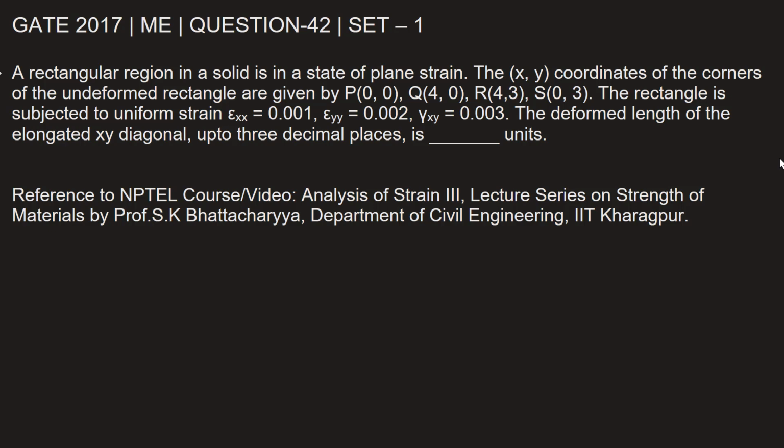The rectangle is subjected to uniform strain epsilon xx equal to 0.001, epsilon yy equal to 0.002, gamma xy equal to 0.003. So this is the axial strain in x direction, axial strain in y direction and the shear strain in xy direction. The deformed length of the elongated xy diagonal up to 3 decimal places is dash units. Let's find out. We'll start by writing the given things.